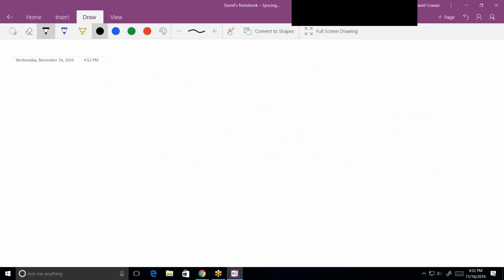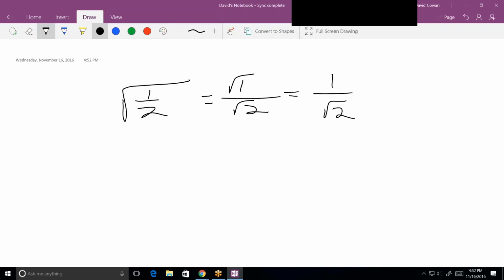Let's talk about that for a moment. What's that equal to? Square root of 1/2 is equal to. Break it up into 2 things. So it's the square root of 0.5, right? No, leave it as a fraction. Okay. It's the square root of 1 divided by the square root of 2. Which is 1 over square root of 2, because the square root of 1 is 1. But there's a problem with that answer. It has an irrational denominator.